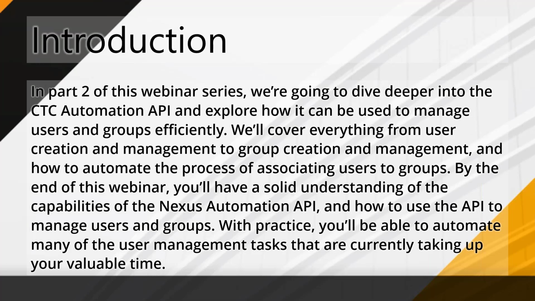I'm going to talk about a lot of theory. I want to show a couple of things today, but we're going to cover everything from user creation and management, group creation and management, how to automate processing of associating users and groups and rights, and a lot of stuff here. Hopefully, by the end of this webinar, or by the end of your review of this on YouTube, you'll have a solid understanding of the capabilities, at least, of the Nexus Automation API, and also how you can use this API to manage your users and groups.